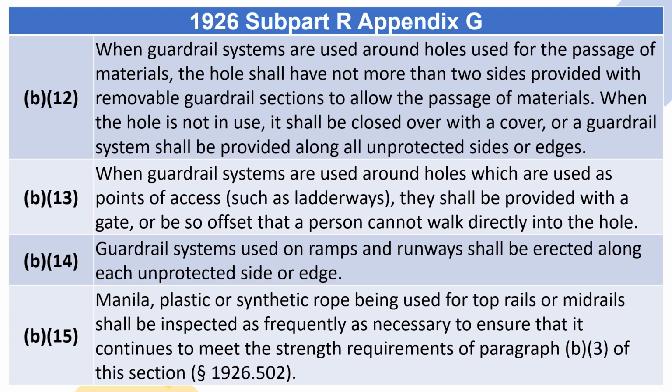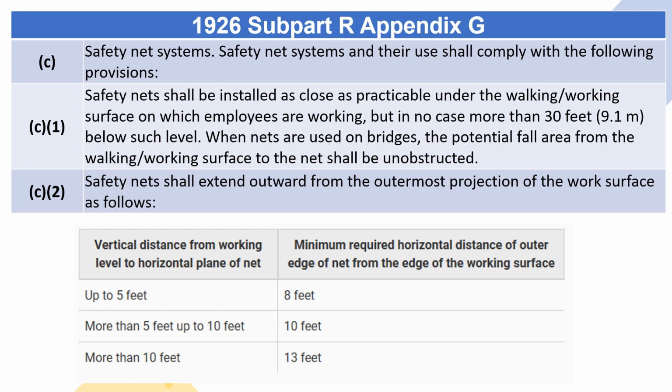B.15. Manila, plastic or synthetic rope being used for top rails or mid-rails shall be inspected as frequently as necessary to ensure that it continues to meet the strength requirements of paragraph B.3 of this section, section 1926.502. C. Safety net systems. Safety net systems and their use shall comply with the following provisions.